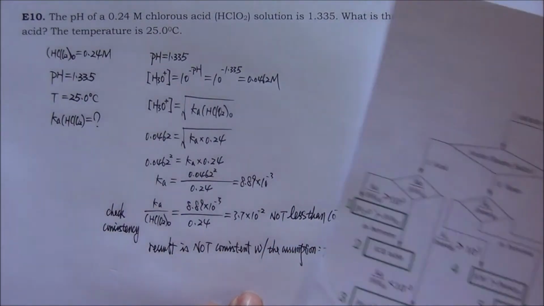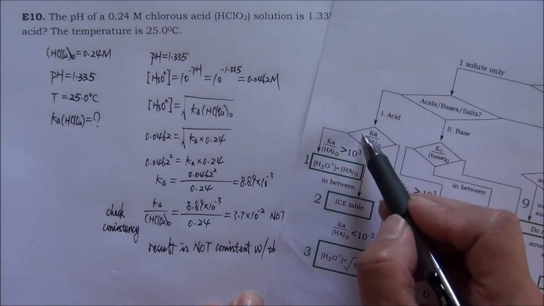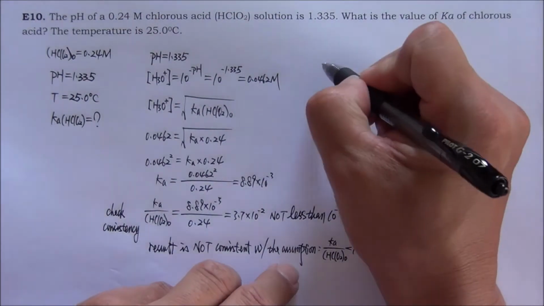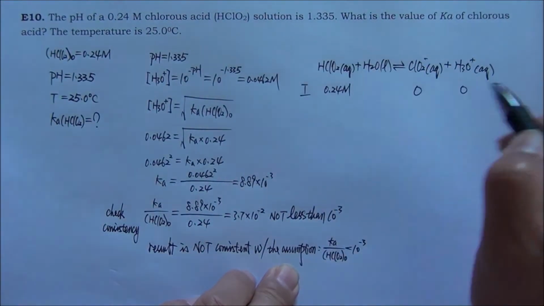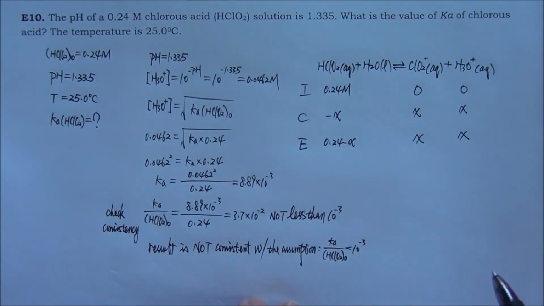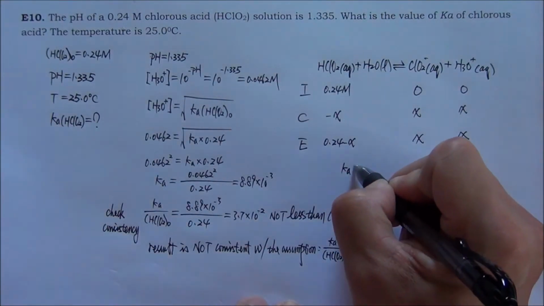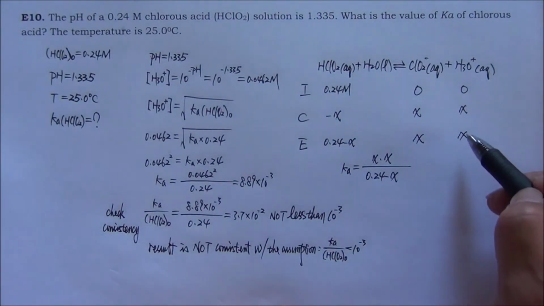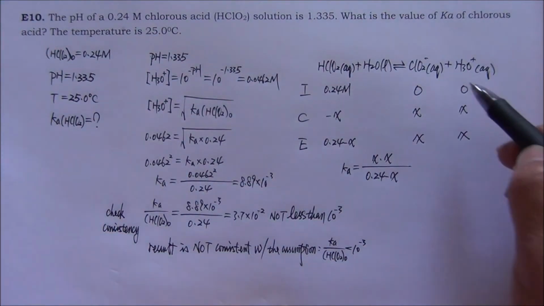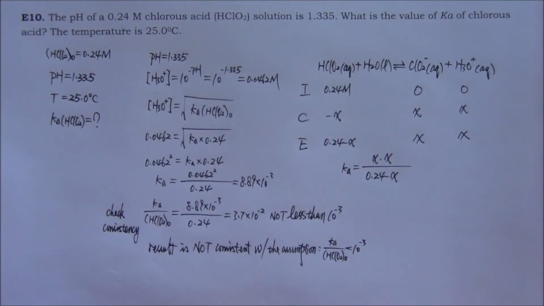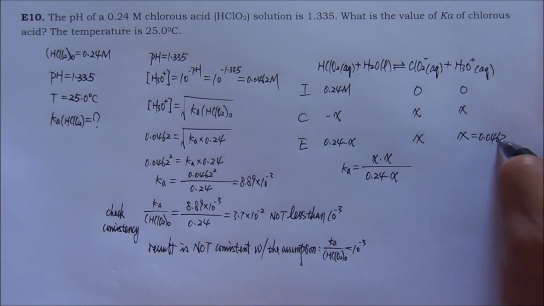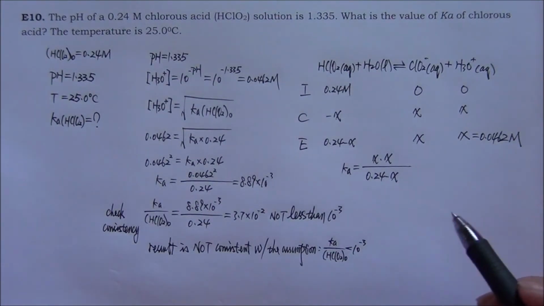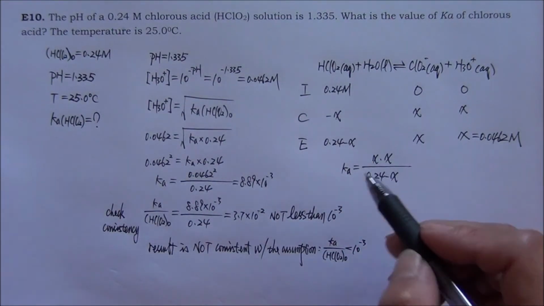Unfortunately, we have to use the ICE table to calculate Ka. Let's set up the ICE table. If you have a problem setting up the ICE table correctly, please watch my previous videos. We know that X represents the equilibrium concentration of the hydronium ion, which we already know: 0.0462 molarity. If we know the value of X, we can plug it into this equation to calculate the value of Ka.